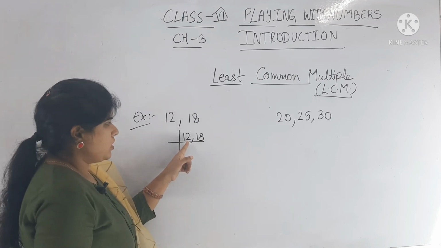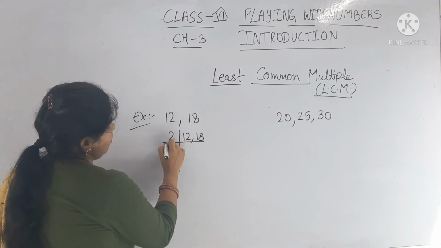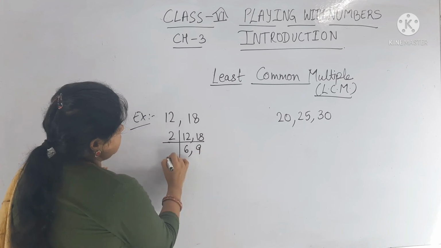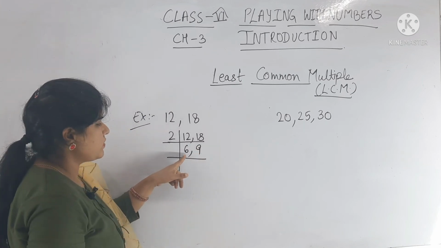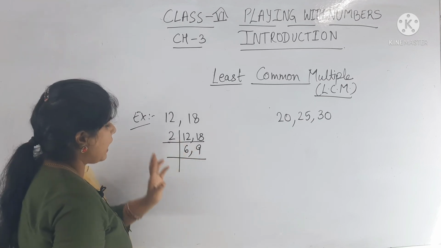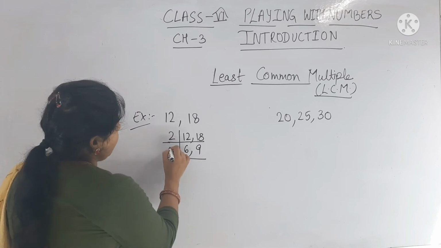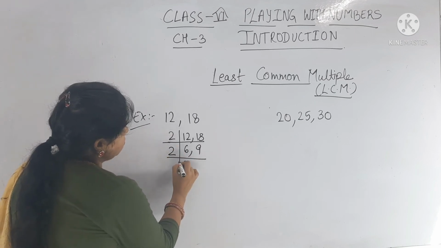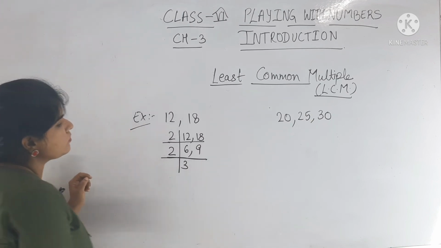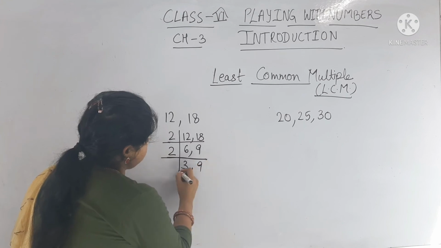First I will see the last digits, 2 and 8, so I can divide by 2. 2 6s are 12, 2 9s are 18. Okay, 6 is divisible by 2, but 9 is not, so 9 you have to write as it is, and divide 6 by 2. 2 3s are 6, and 9 as it is.